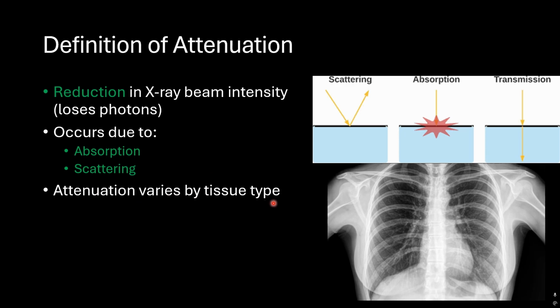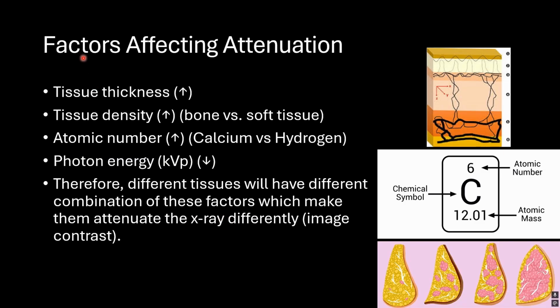Attenuation varies by tissue type. Some tissues will absorb more than other tissues. So what are the factors affecting attenuation? When we have a thick tissue, for sure it will attenuate more from our beam, either by scattering or by absorption. When we have a high density tissue, for example bone, it will attenuate more from our beam versus soft tissue, which will attenuate less compared to bone.